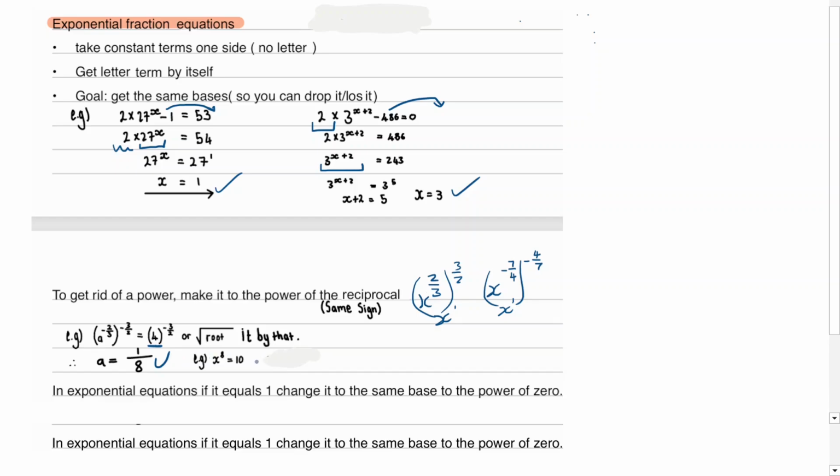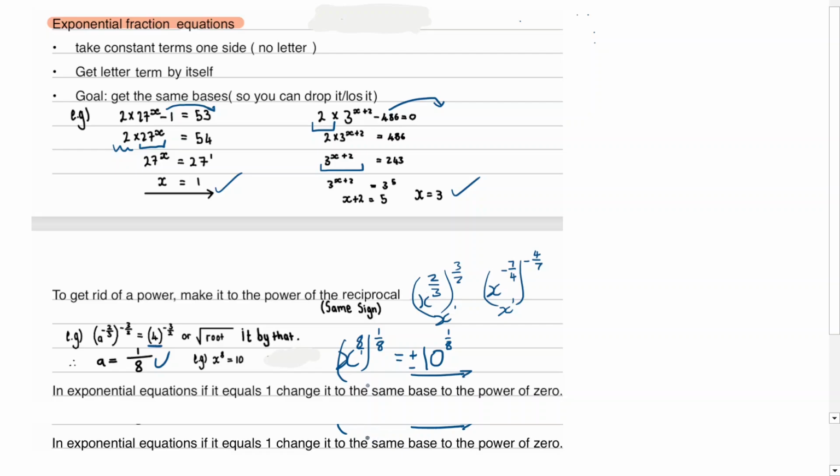Here's another example. If I had x to the 8 equals 10, to get rid of a power of 8, I'd do the reciprocal. This is like 8 over 1 if it helps you. So I make it to the 1 over 8. And so 10 would also have to be to the power of 1 over 8. If the power is even, then your answer must always be plus minus. And so whatever this is as a number, that will be your final answer.